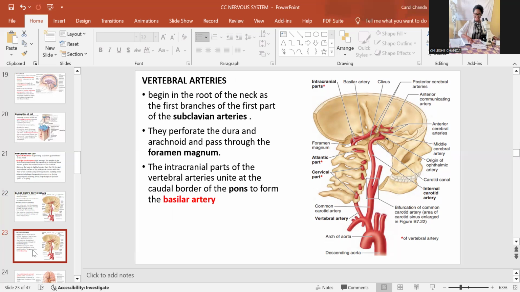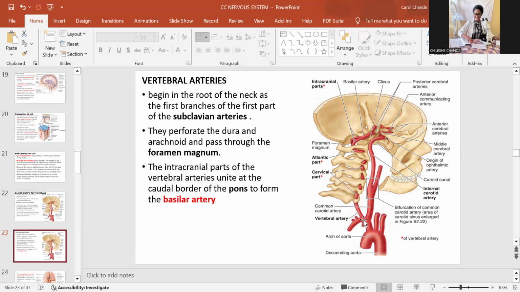Vertebral arteries, on the other hand, begin in the root of the neck as the first branches of the first part of the subclavian artery. This is the subclavian artery. This is the first part. We have the second part, and then we have the third part that side.